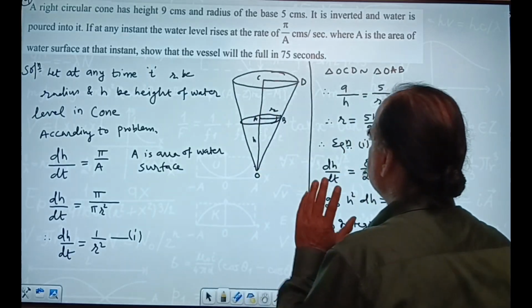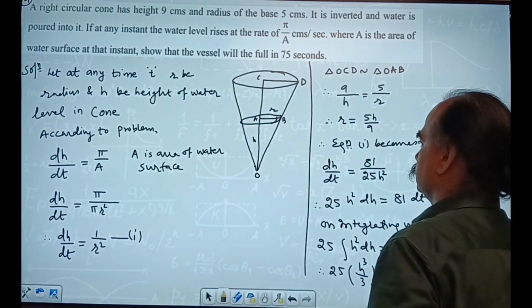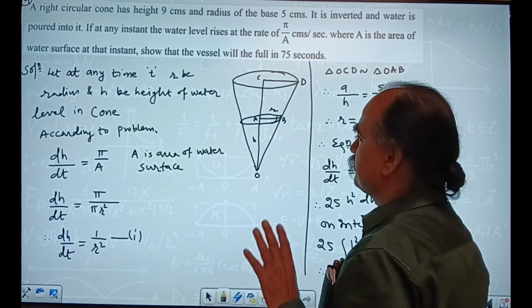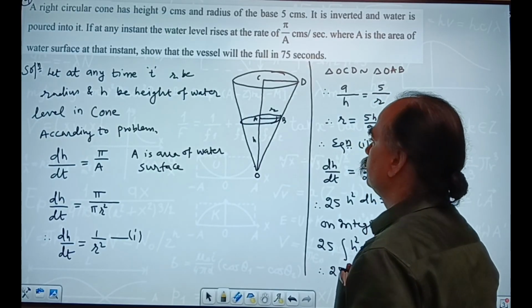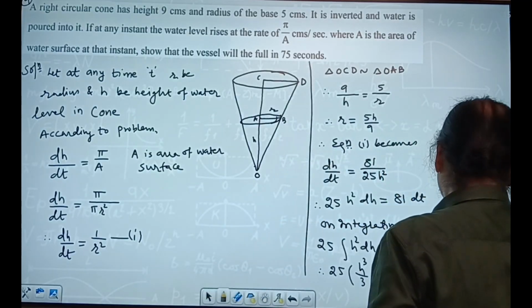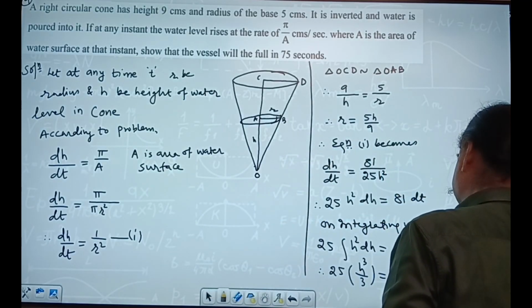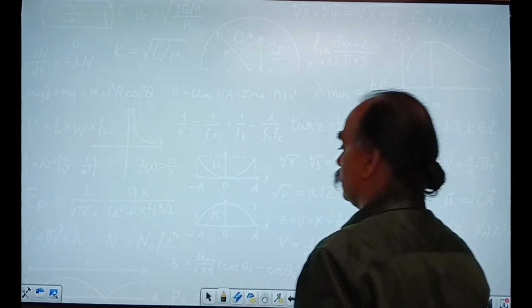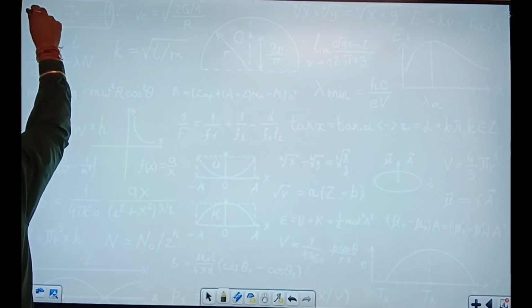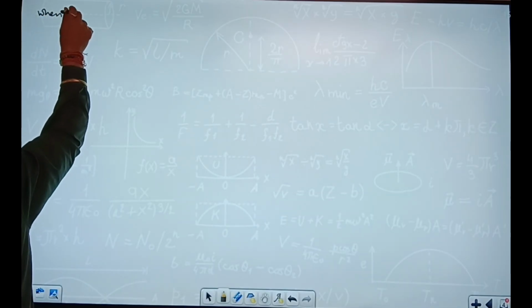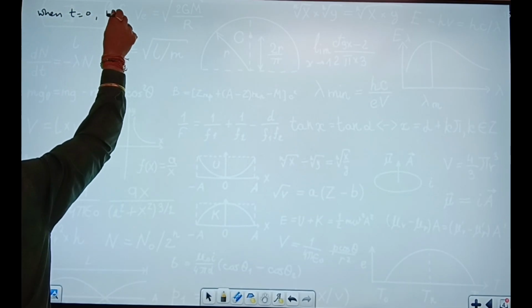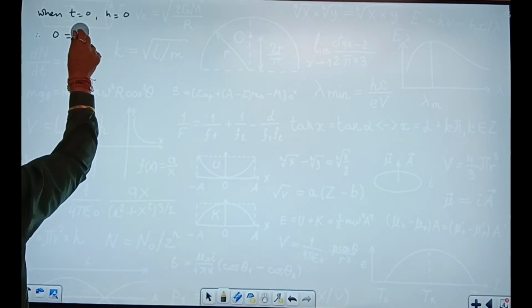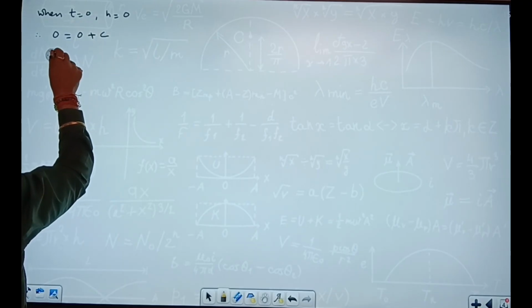Now when time is 0, there is no water in the conical flask. Okay, in the beginning there is no water. So at time 0, height will be what? 0. When t is 0, h is 0, therefore 0 is equal to 0 plus c. So c will be 0.